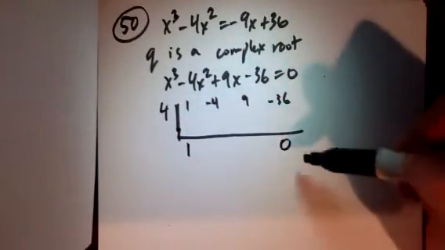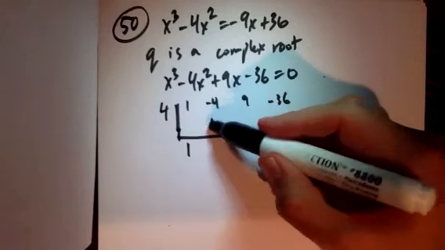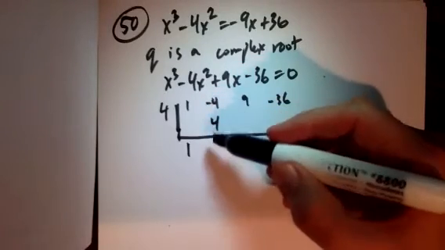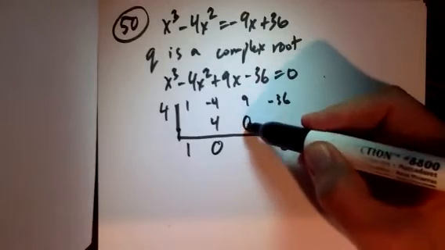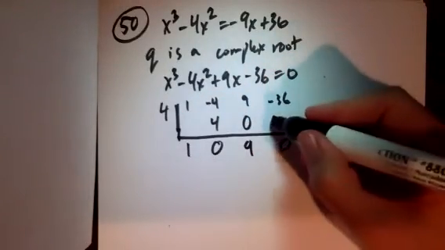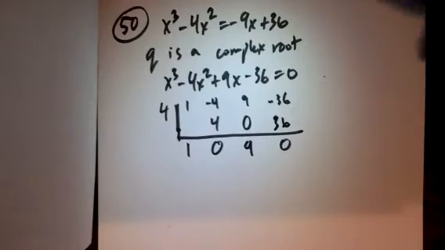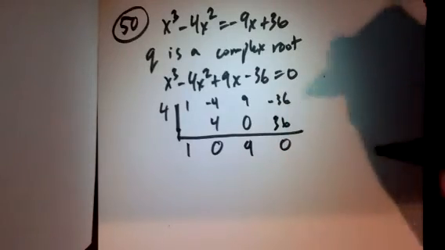So I've got the remainder. 1 times 4 is 4. Negative 4 plus 4, 0. 0 times 4, 0. 9 plus 0 is 9. 9 times 4, 36. So indeed it is a root.